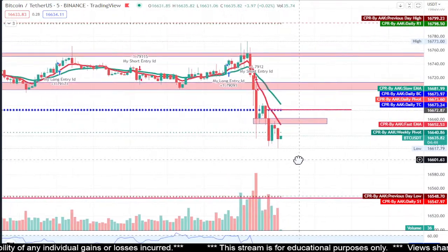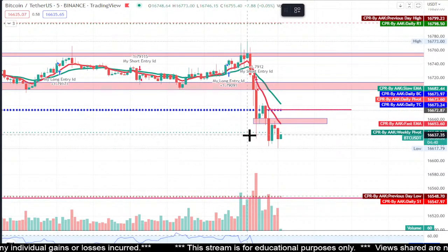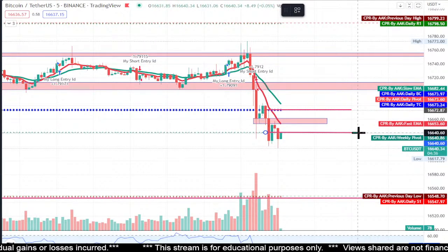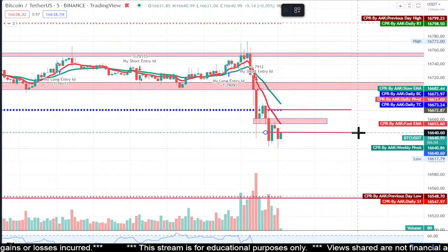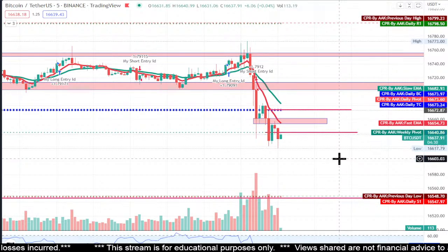And if the price keeps sustaining below this particular level, which is 640, then definitely we can be sure for the target to be achieved pretty soon.